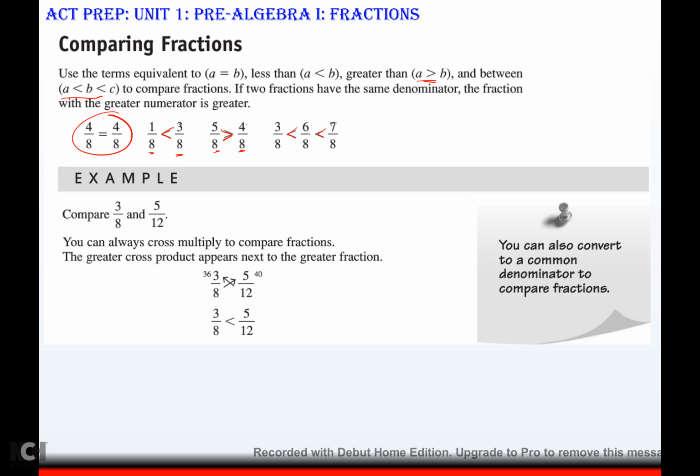When they don't, to figure out who's bigger, you could use a calculator, turn them into decimals, and compare that way, which is what I usually do. But this is a kind of a neat trick. You can always cross multiply to compare fractions. The greater cross product appears next to the greater fraction. So they multiplied 3 and 12 and got 36. They multiplied 8 and 5 and got 40. Since 40 is bigger, 5/12 is bigger. So we make the Pac-Man eat 5/12.